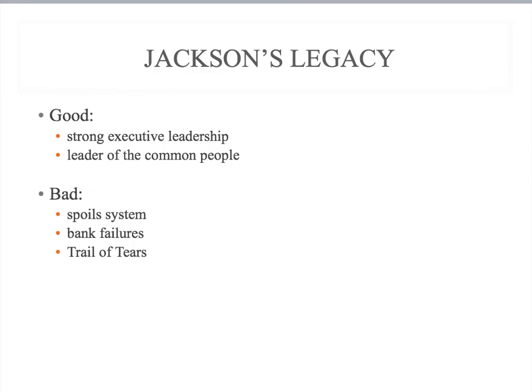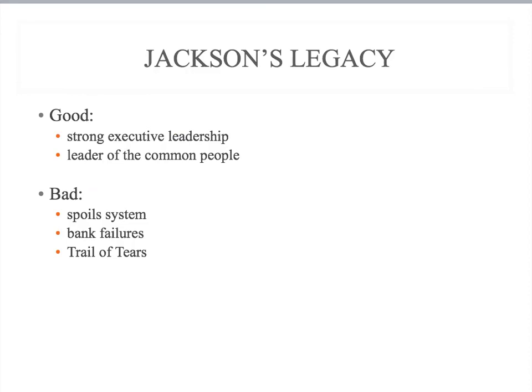To wrap everything up, we'll talk about Van Buren and all that in further chapters, but to look at Jackson's legacy for a second, there were both good and bad aspects to it. As far as the good part of Jackson's legacy, he really did show strong executive leadership. I mean, this guy vetoed more bills that came to his desk than any of the 6 presidents combined before him. He was also perceived as a leader of the common people, instituting that new democracy and things like that.